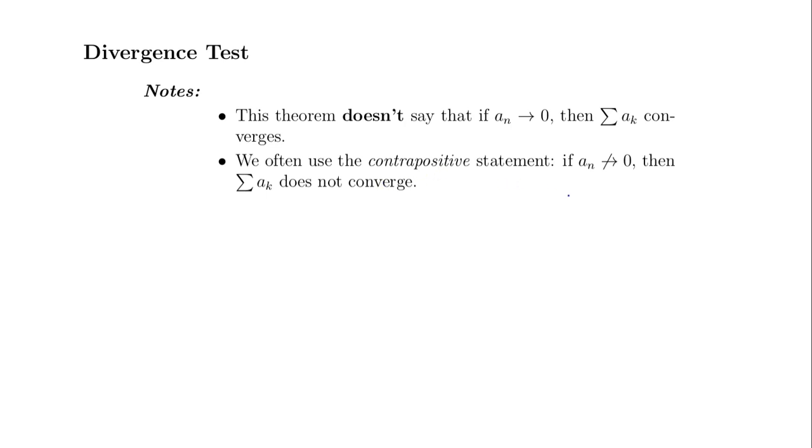Again, we also commonly use the contrapositive statement. This means if the terms don't go to 0, that's what this little cross through the arrow means, the limit of the terms is not equal to 0, then we know that this does not converge.